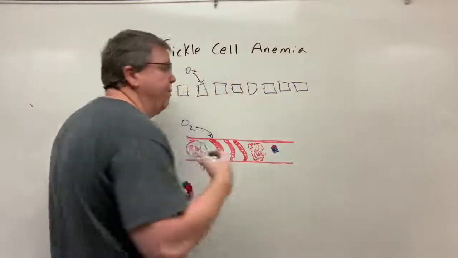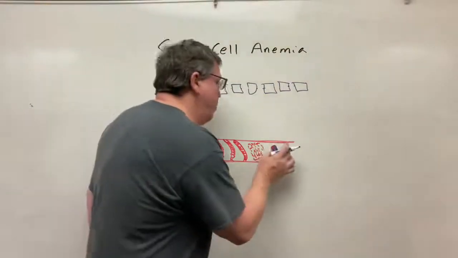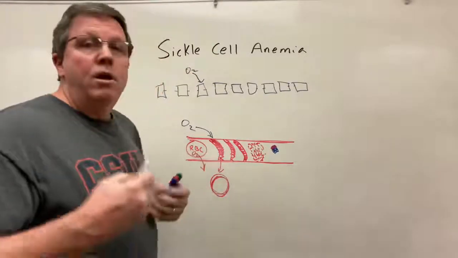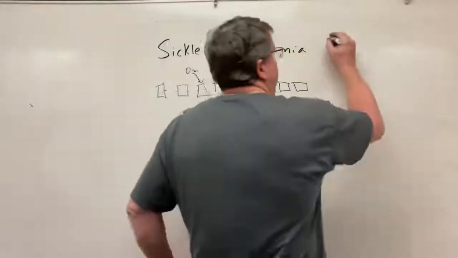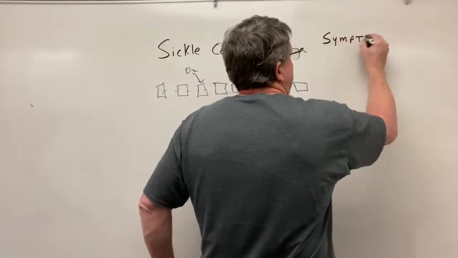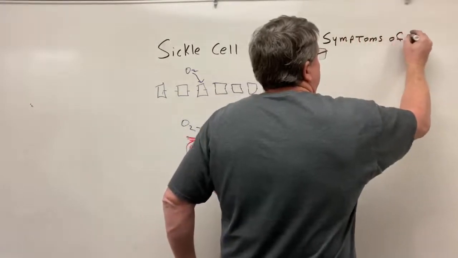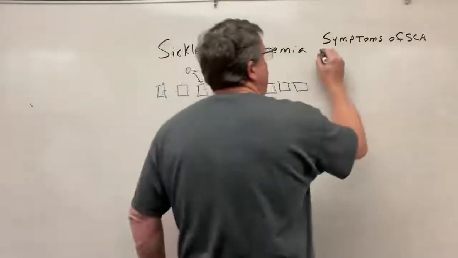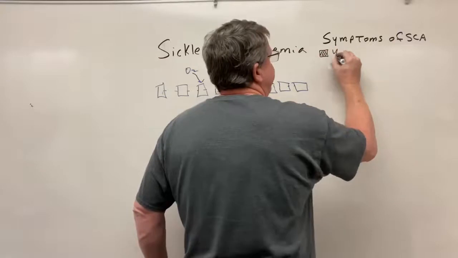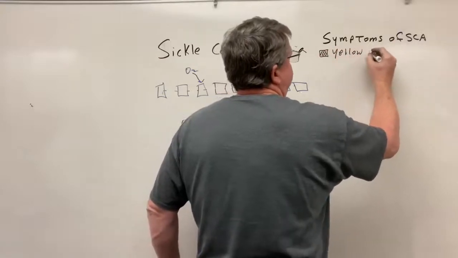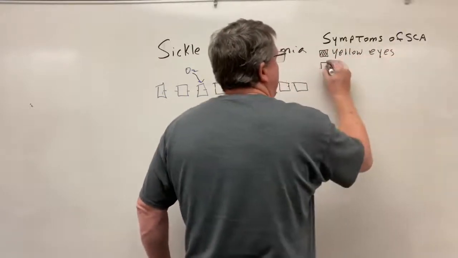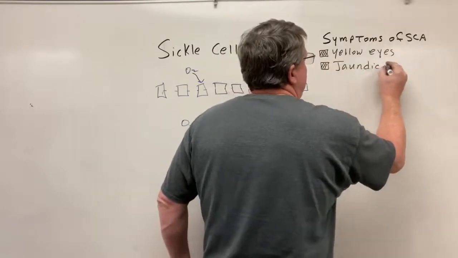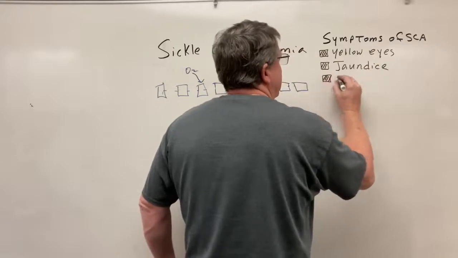Well, the liver is going to now release a protein called haptoglobin, which is going to recycle these. But when it does that, a few things will happen, okay? One of the things that will happen is you can get yellowing of the eyes. So I'm going to start talking about symptoms of sickle cell anemia. So the first one is you can get yellow eyes due to bilirubin. You can get jaundice, right? That's when your skin turns yellow. You can get gallstones too.